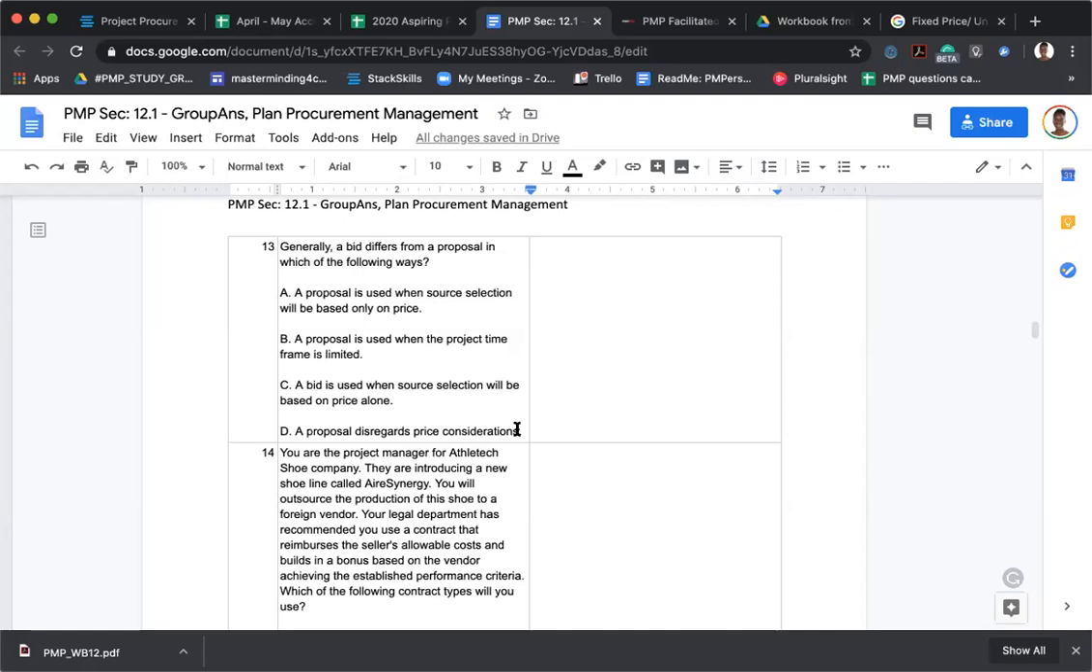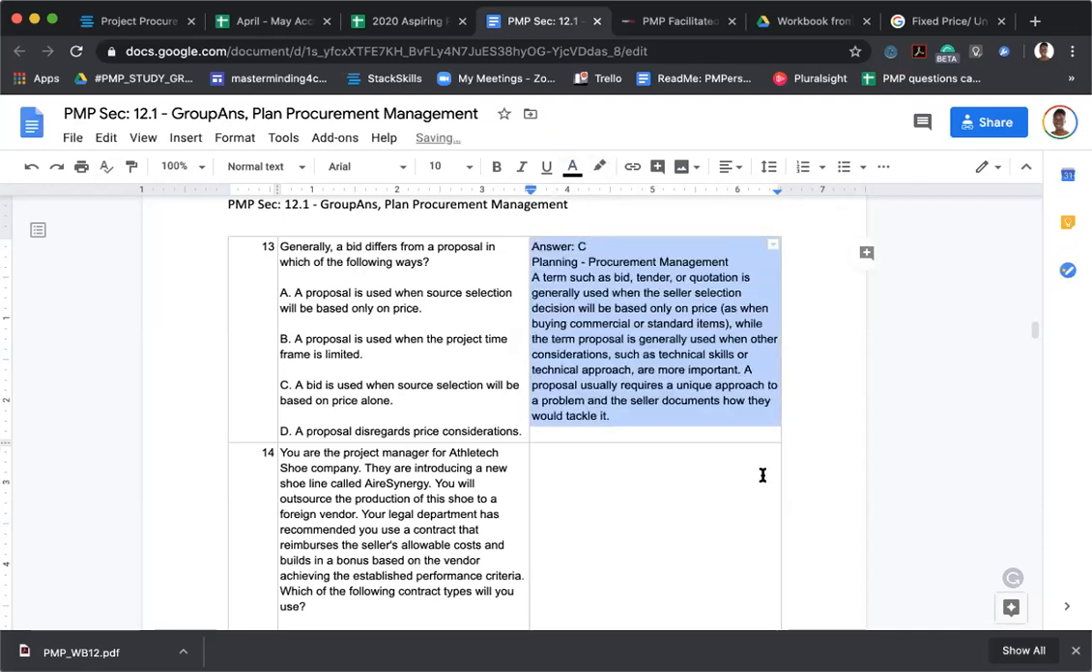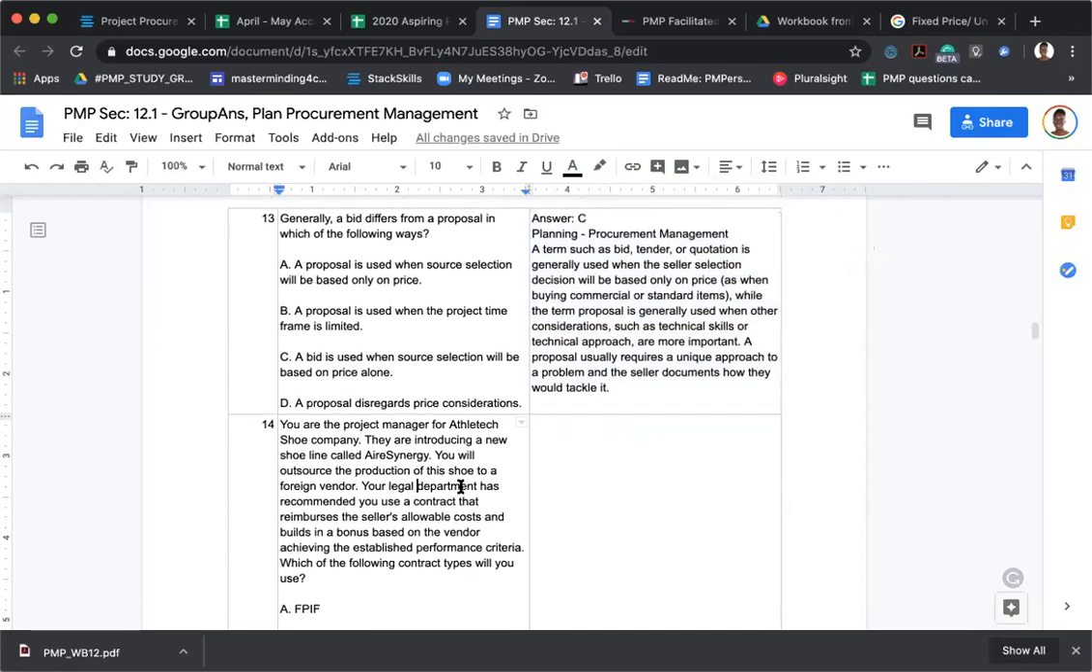This one's tricky. Proposal disregards, no. Maybe I'm gonna go with C. A bid is used when source selection will be based on price. I'll go with it. Yeah, I'm leaning toward that. Terms such as bid, on price, okay. Okay, great. Proposal. They're gonna tackle it all right. They're gonna get it done.